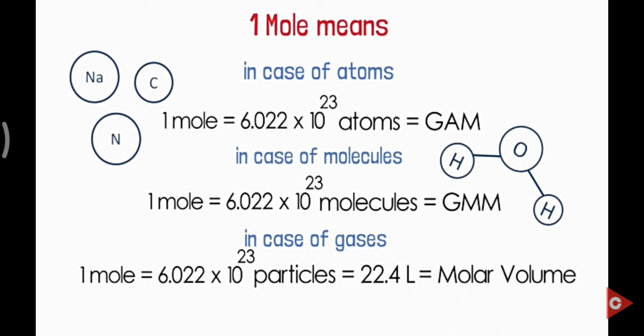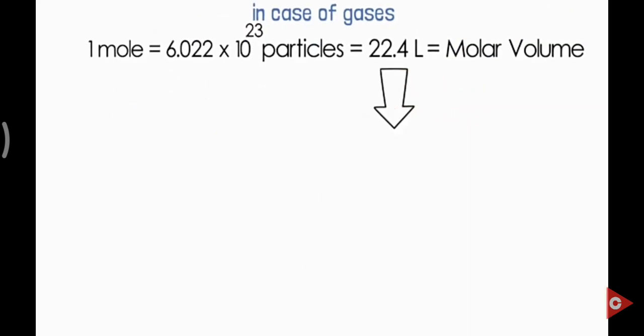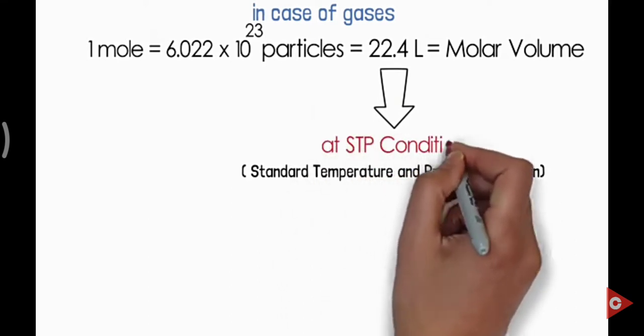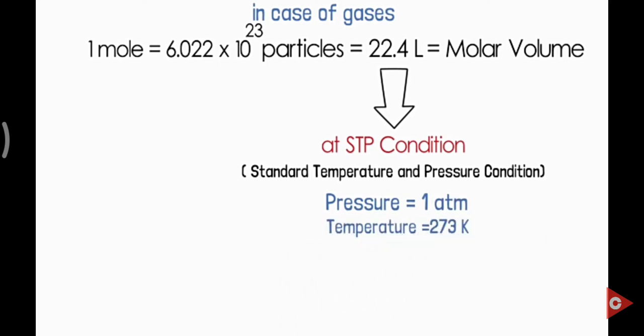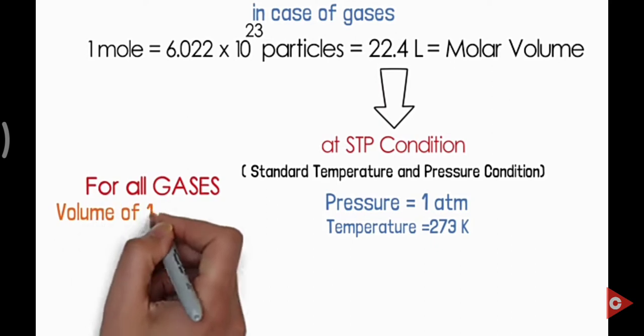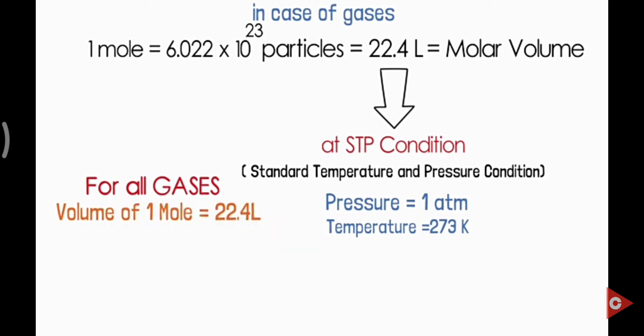As we know, the volume of a gas changes when pressure and temperature change. So 1 mole is equal to 22.4 liters at standard pressure and temperature condition, STP condition. STP condition means pressure should be 1 atmosphere and temperature should be 273 Kelvin. No matter which gas we are talking about, carbon dioxide, ammonia, sulfur dioxide, sulfur trioxide, 1 mole is always 22.4 liters at STP condition.